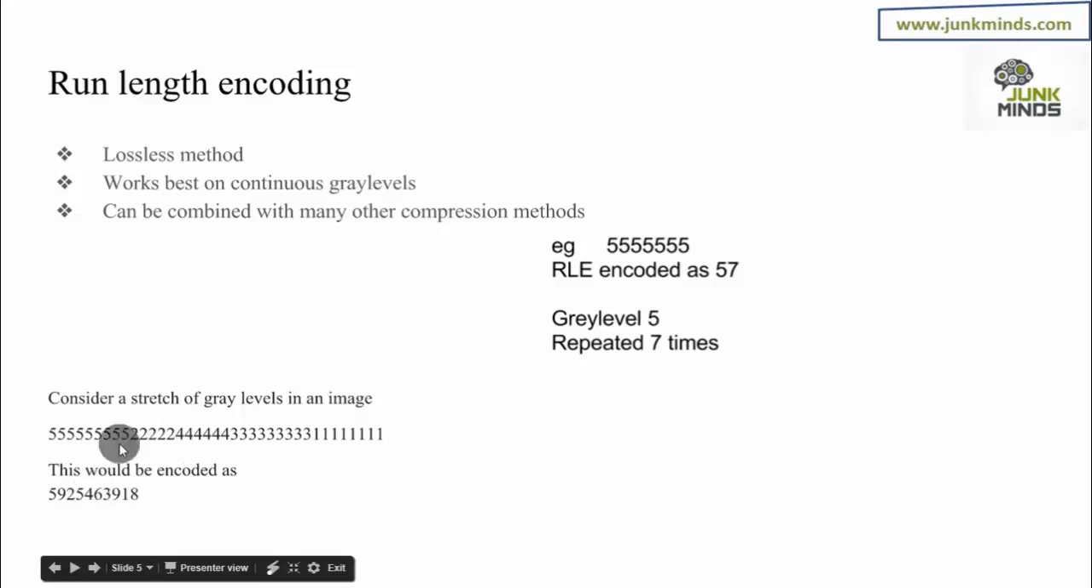As this is a string, this would be encoded as 5925463918, which means the gray level 5 is present 9 times, the gray level 2 is present 5 times, the gray level 4 is present 6 times, the gray level 3 is again present 9 times, and the gray level 1 is present 8 times. Run length encoding works best on continuous gray levels and can be combined with many other compression methods.